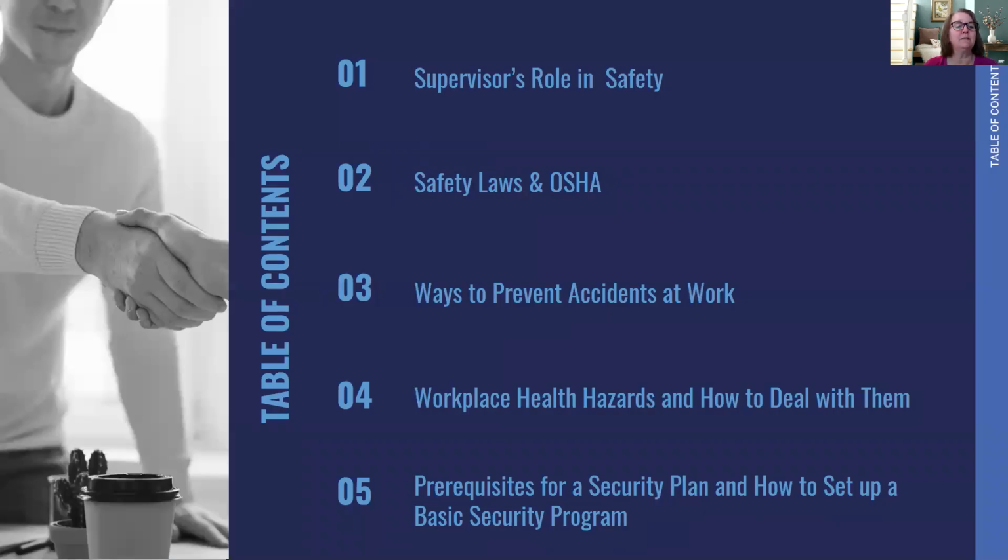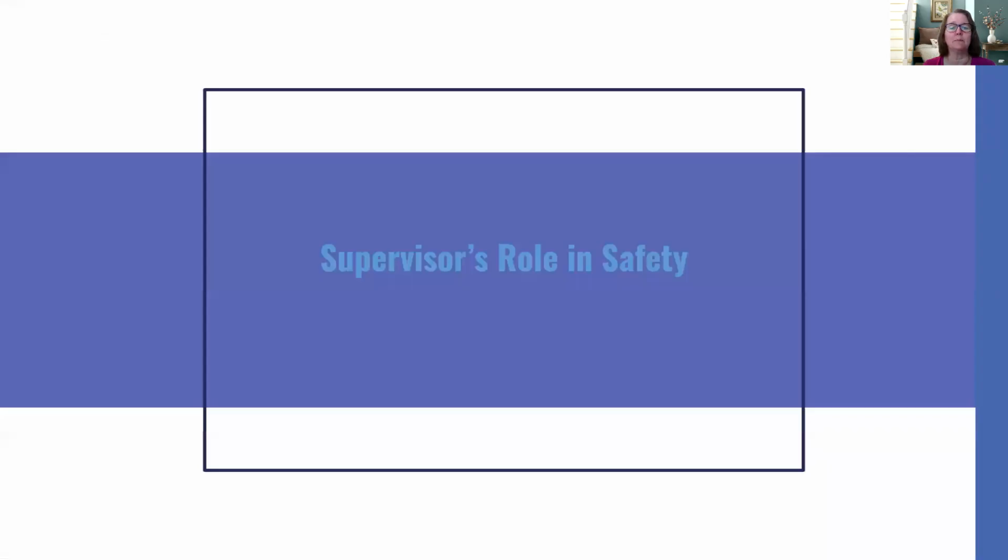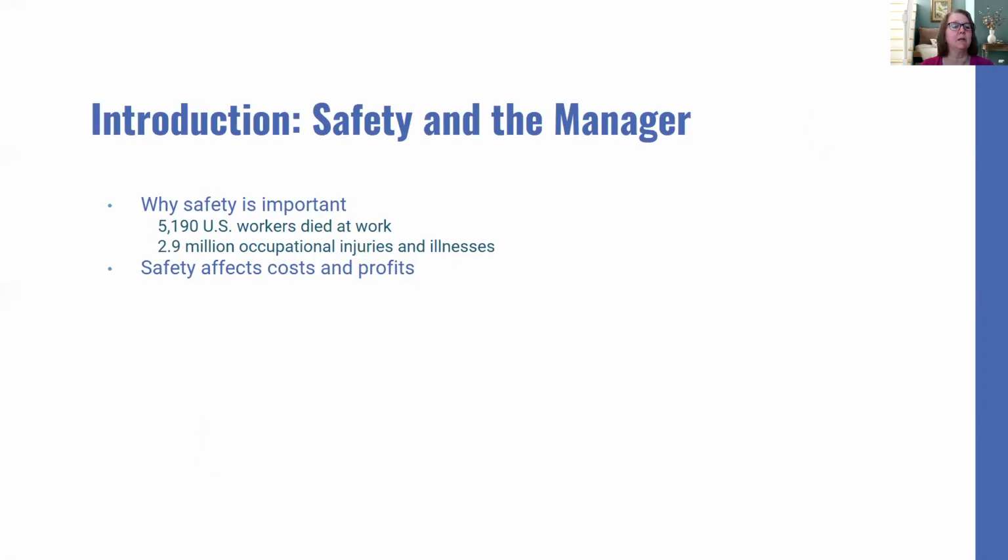So there are 5 sections to this chapter: the supervisor's role in safety, safety laws and OSHA, ways to prevent accidents at work, workplace health hazards and how to deal with them, and then prerequisites for a safety plan and how to set up a basic security program. So the supervisor's role in safety is very important.